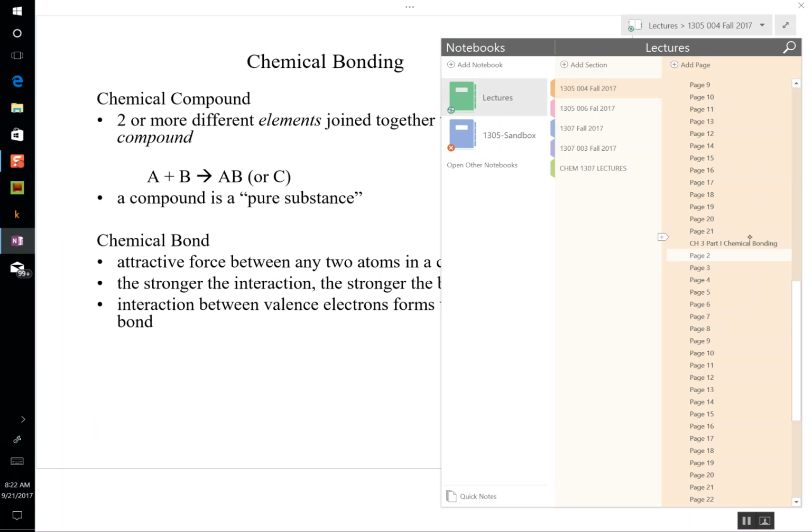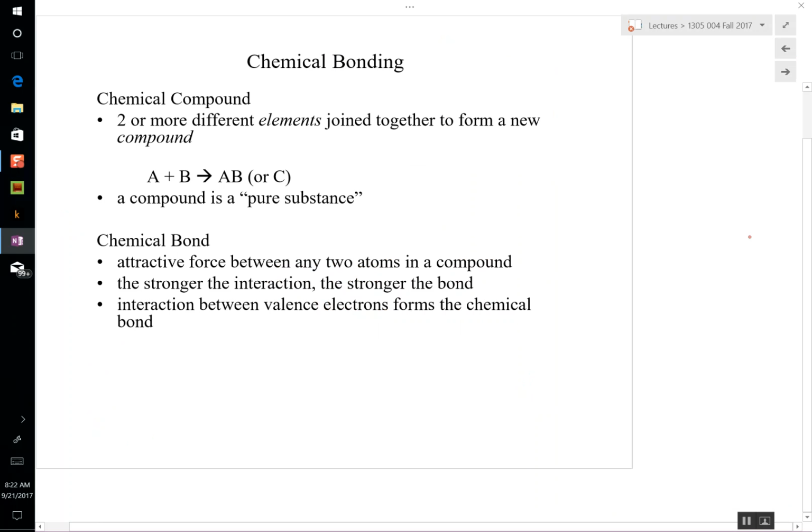All right, so now let's approach chemical bonding a little more methodically, and chemical bonding is what's going to give rise now to compounds. We've been talking about individual elements, atoms, ions. We're going to now talk about how they are combining to form compounds. Chemical compound, 2 or more different elements joined together to form a new compound. There is a chemical bond between the elements in the compound.